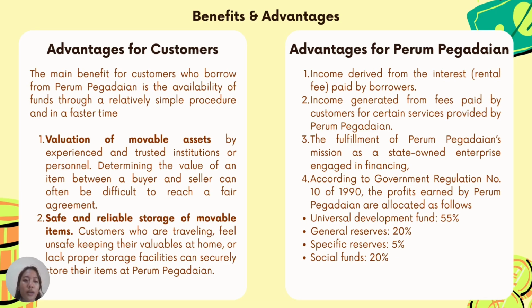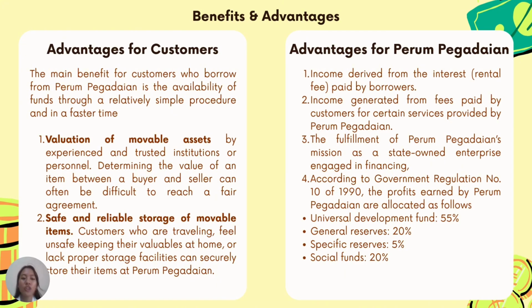Then, what are the benefits and advantages of the pawn business? The advantages for the customers. The main benefit for customers who borrow from Perum Pegadaian is the availability of funds at a relatively simple procedure and in a faster time. So this makes the borrowers' life easier when borrowing money.